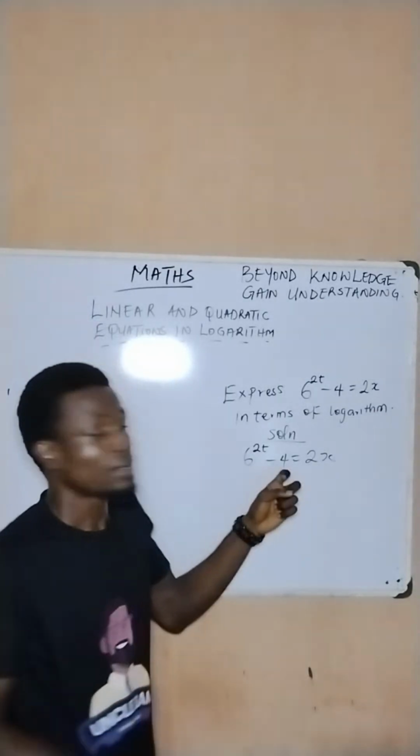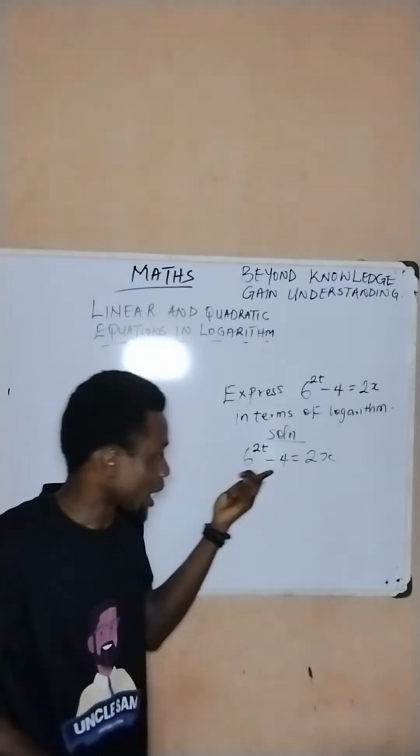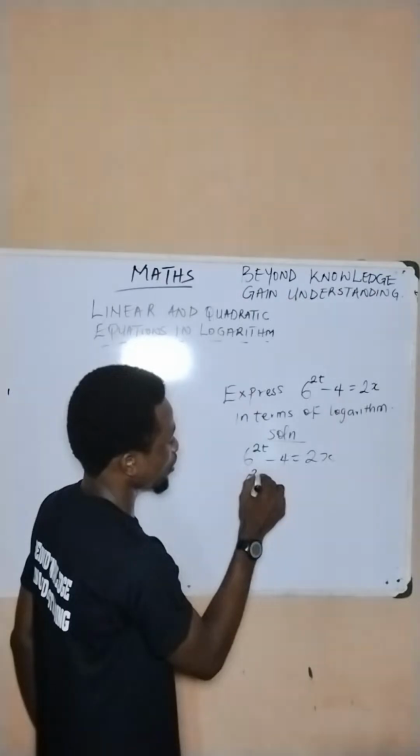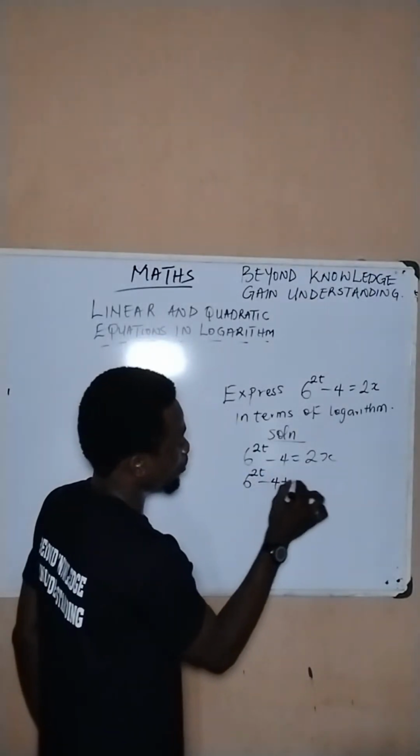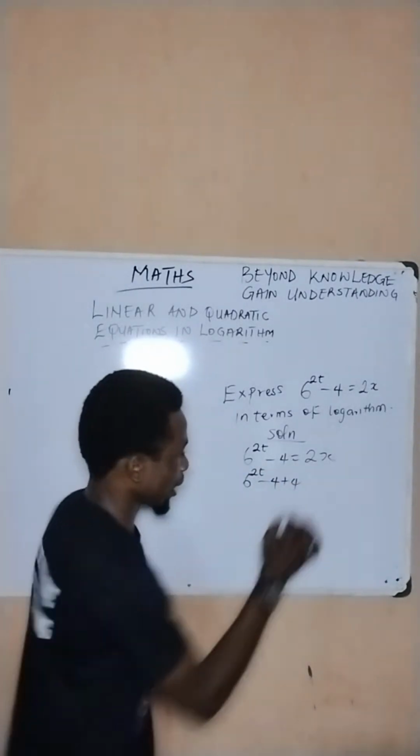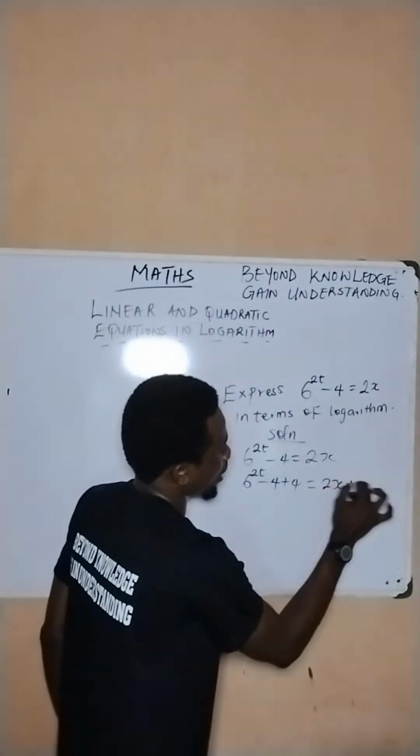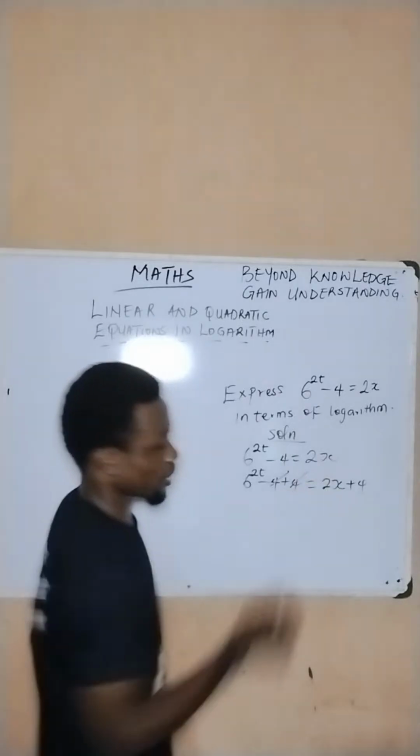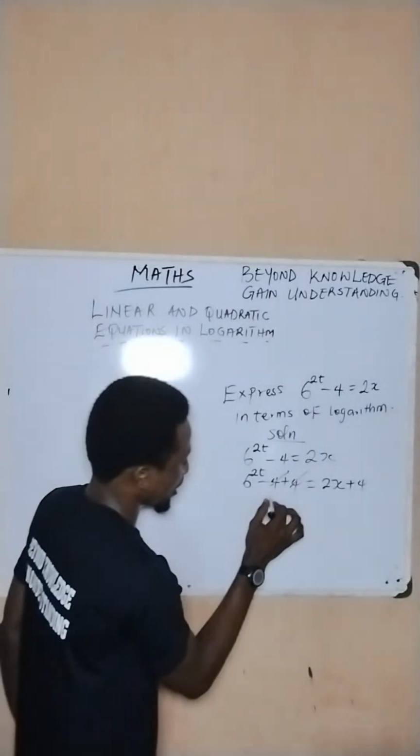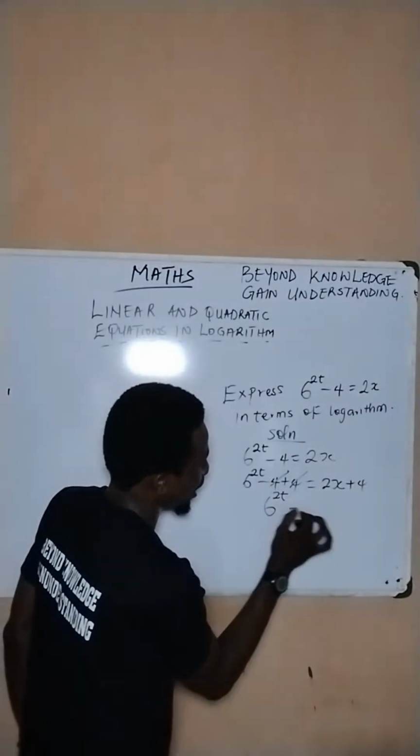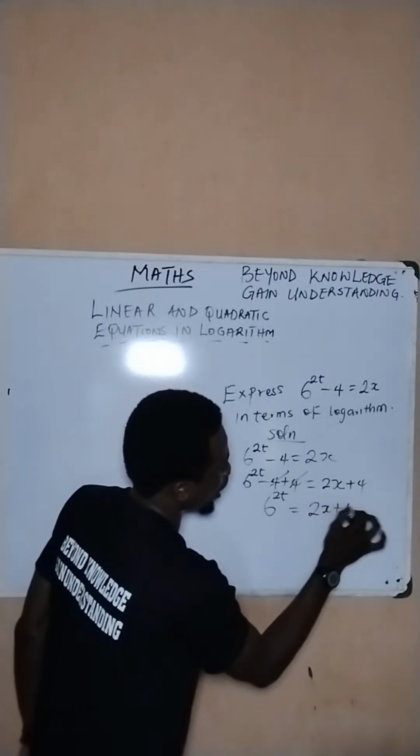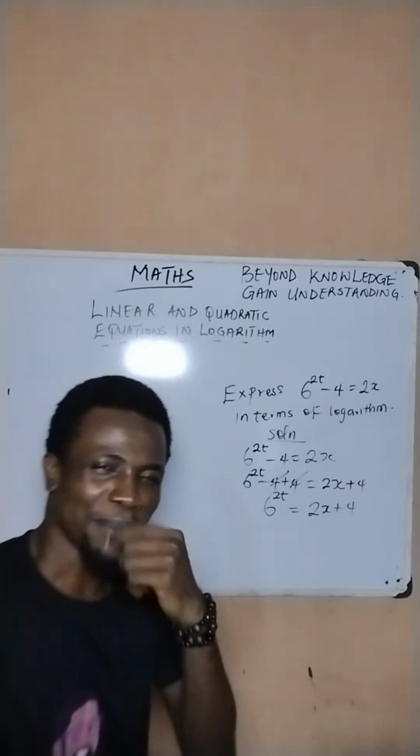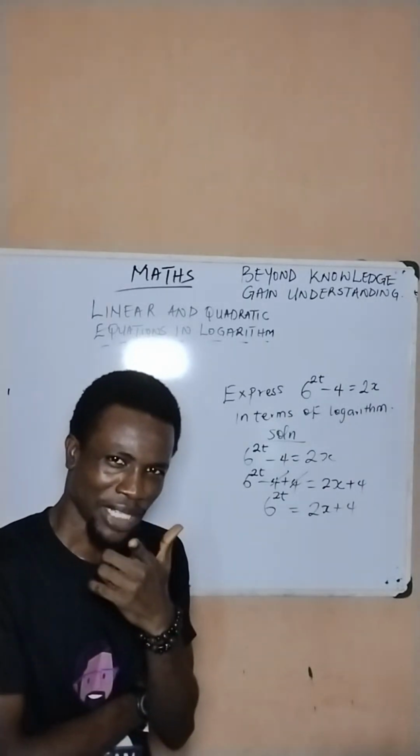So what do I do? I'll add positive 4 to both sides so that I can remove this negative 4. So this becomes 6 raised to the power of 2t minus 4 plus 4, I'm adding 4 to both sides, equals 2x plus 4. Once we've gotten to this stage, this cancels this, and what we have remaining is 6 raised to the power of 2t is equal to 2x plus 4. This actually reminds me of something. Does it remind you of something?